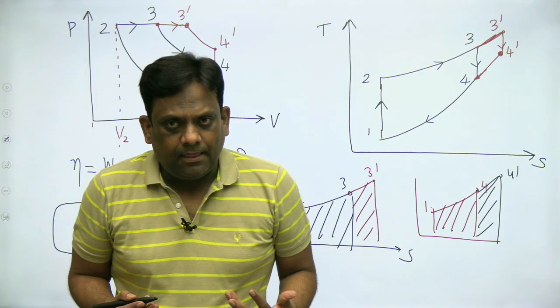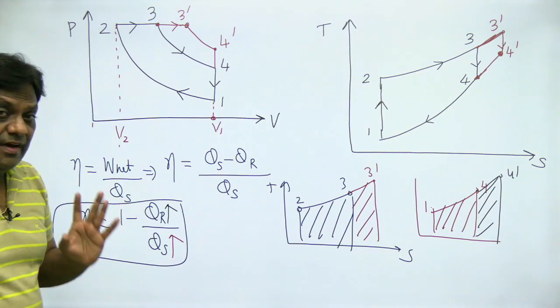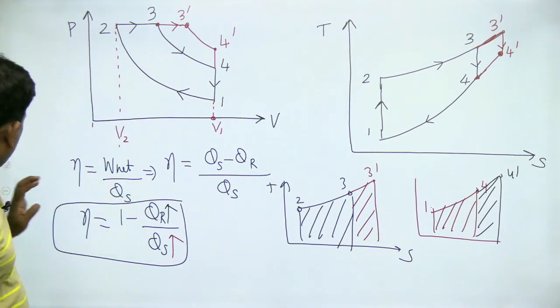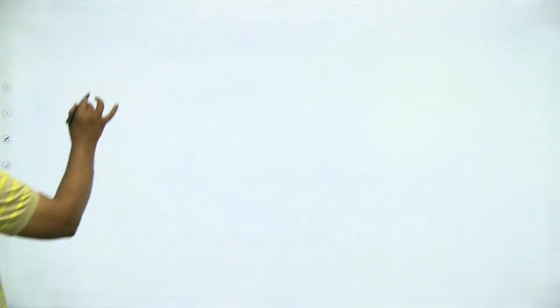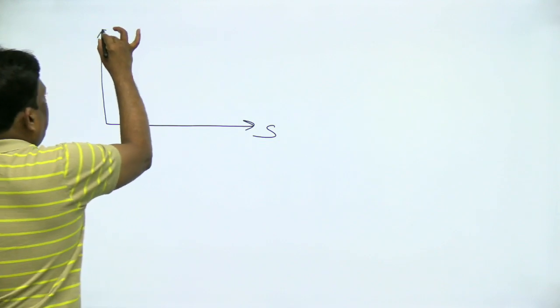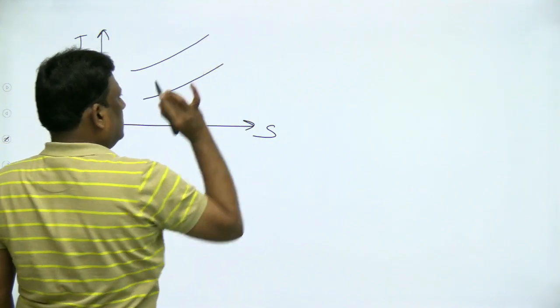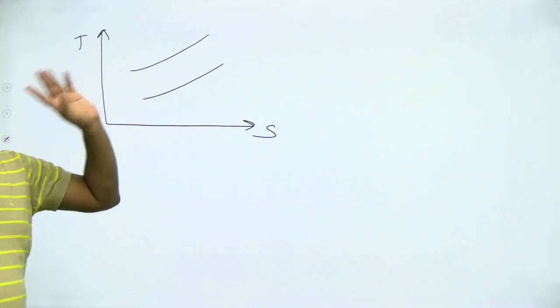Now let us see what will happen. If we just look at it like this, it is very difficult to judge. Now let me try to explain very clearly. Let us do one thing. Say there are two parallel lines. Let us say this is constant pressure, this is constant pressure.